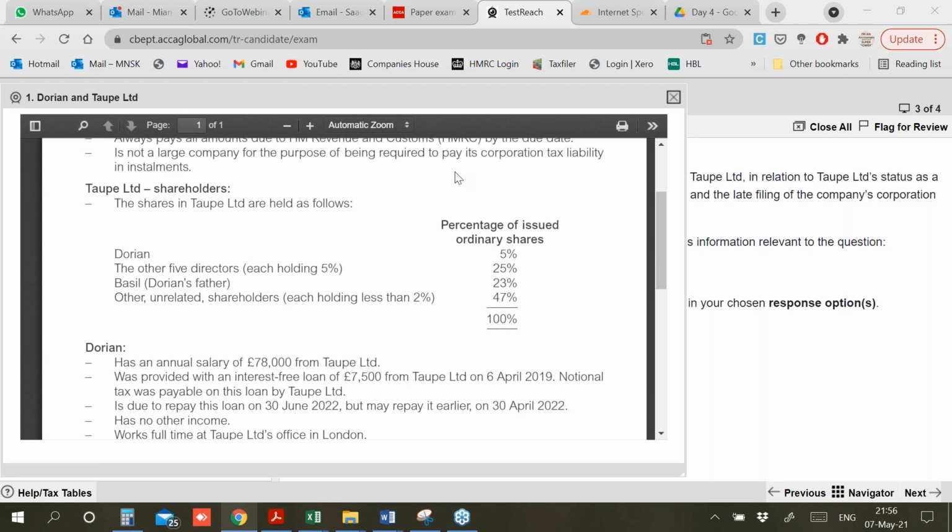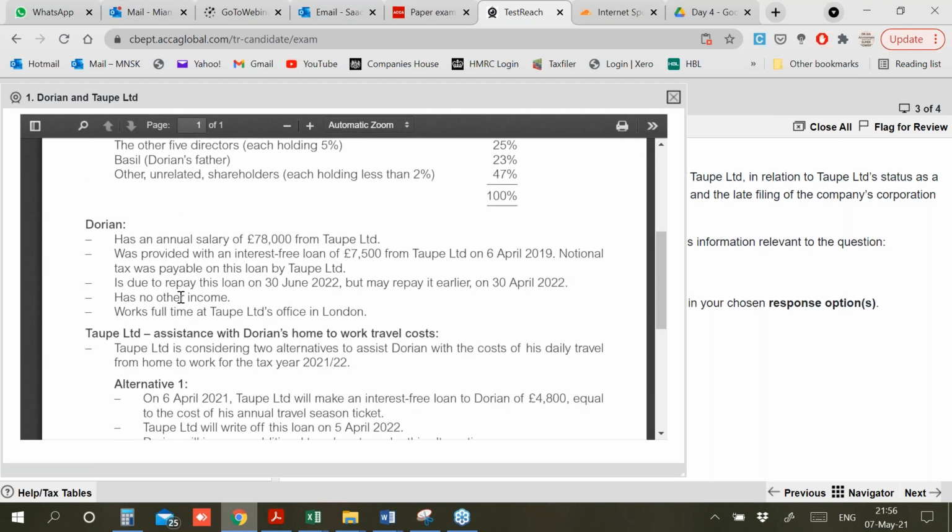Now, getting back to the question, D has an annual salary of 78,000 from T Limited. So D will be a high rate band payer and NIC will be payable at 2% by him.